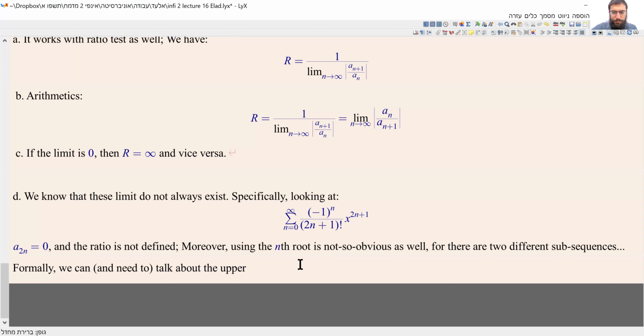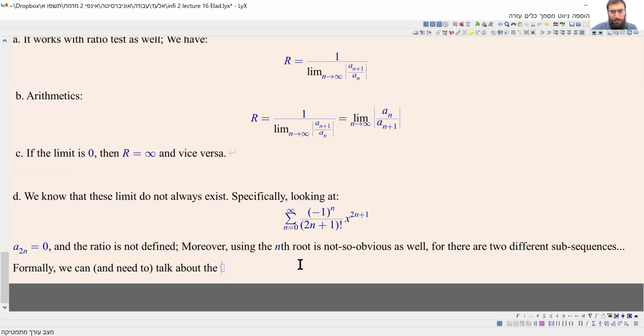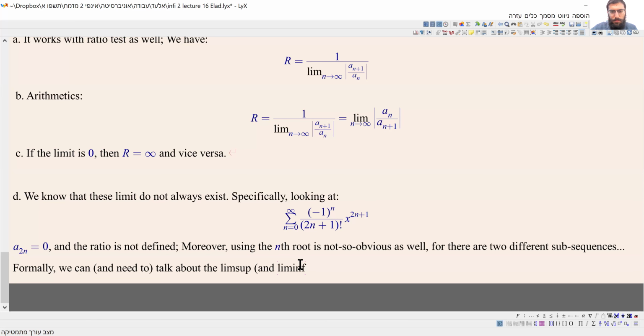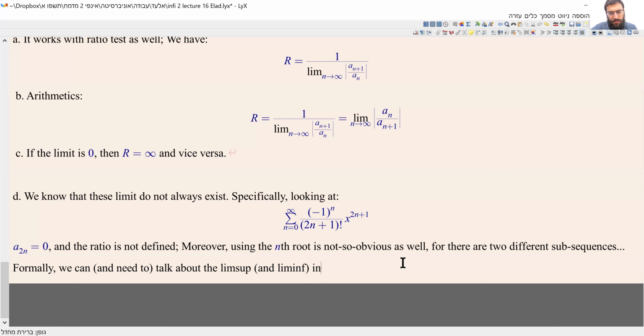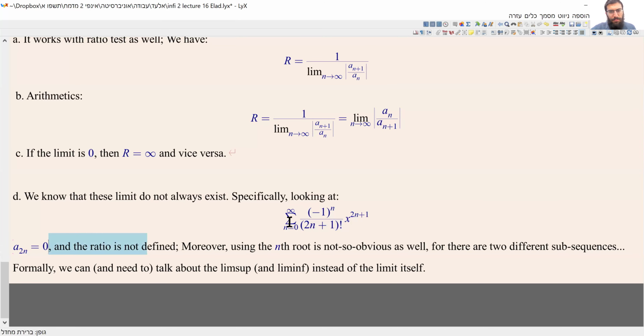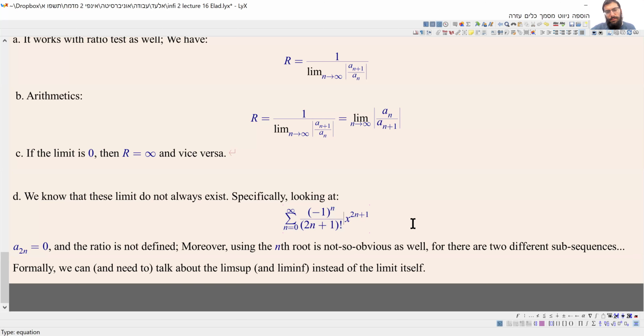Let's write down lim sup. About the lim sup and lim inf, it depends on how exactly it was stated in Infi 1, instead of the limit itself. Here it will probably work. Not about the ratio. Ratio is not defined. We'll divide by 0. Not possible.